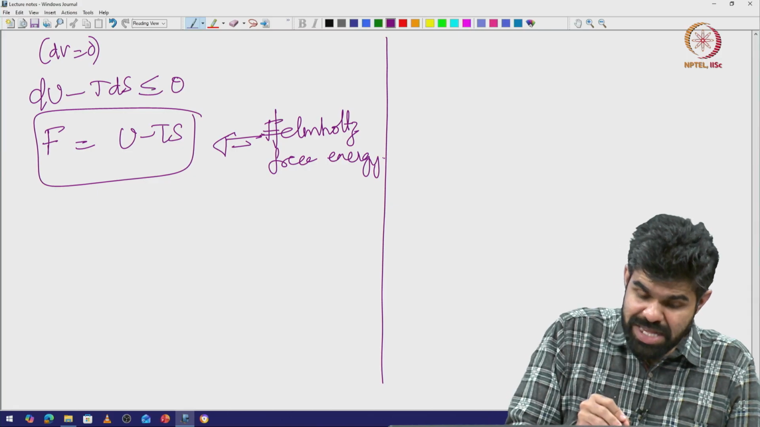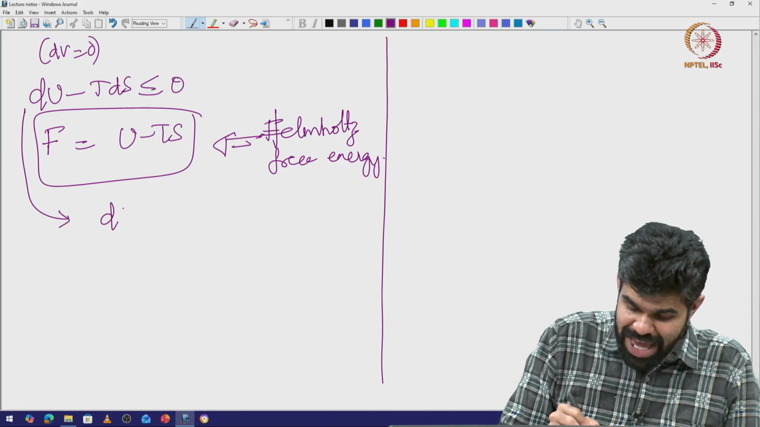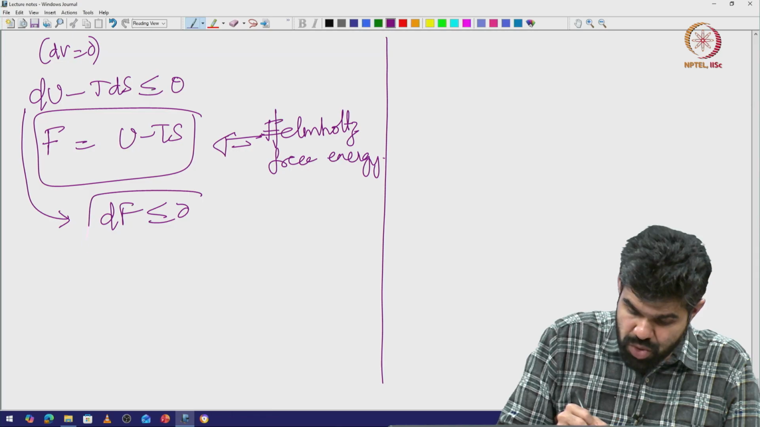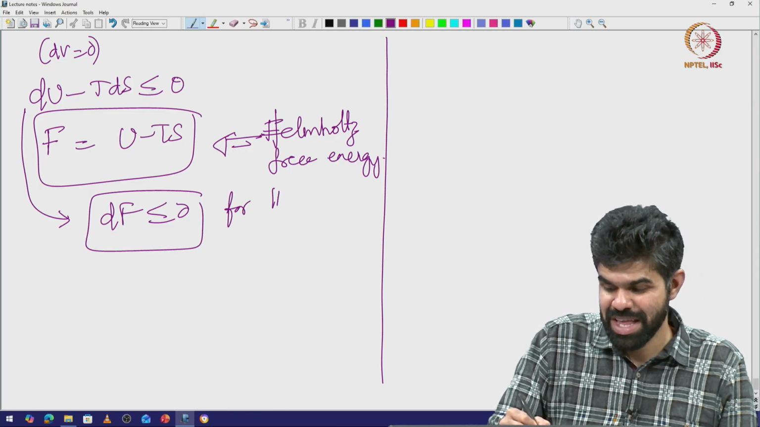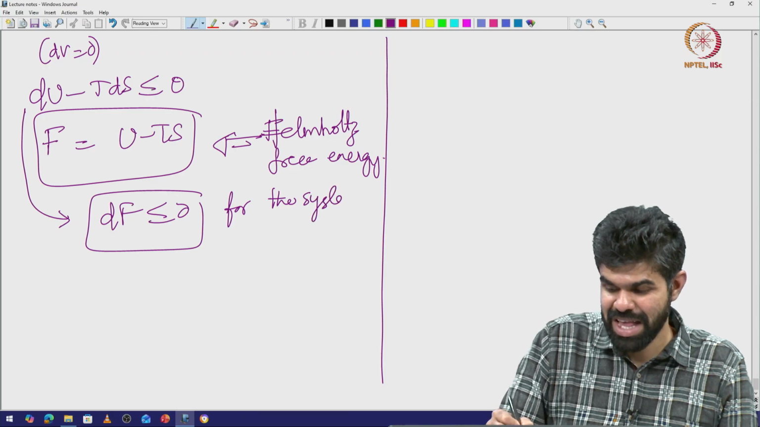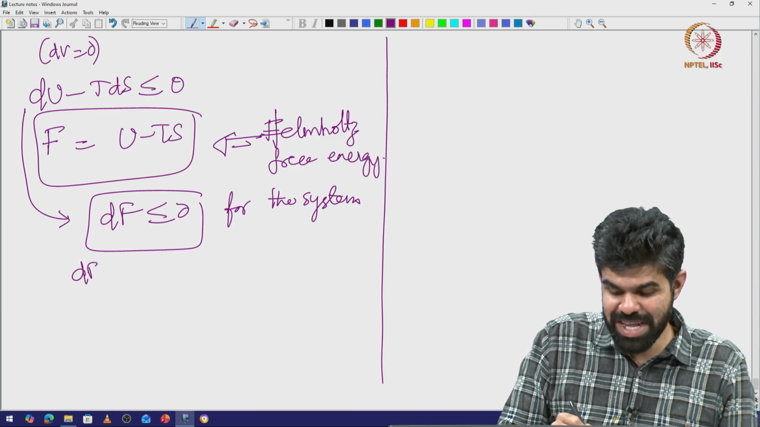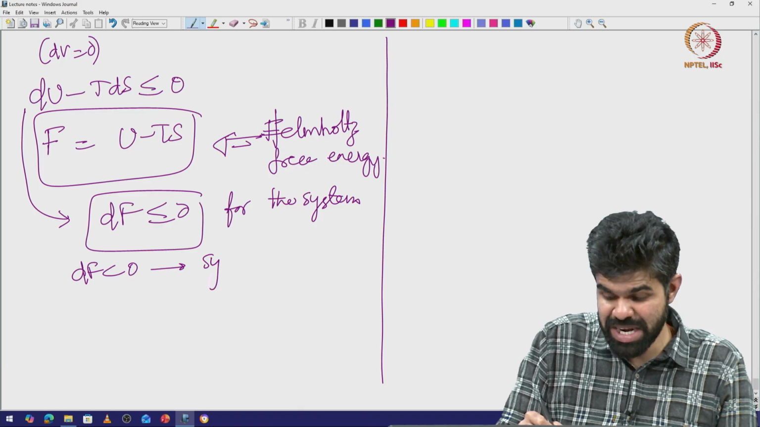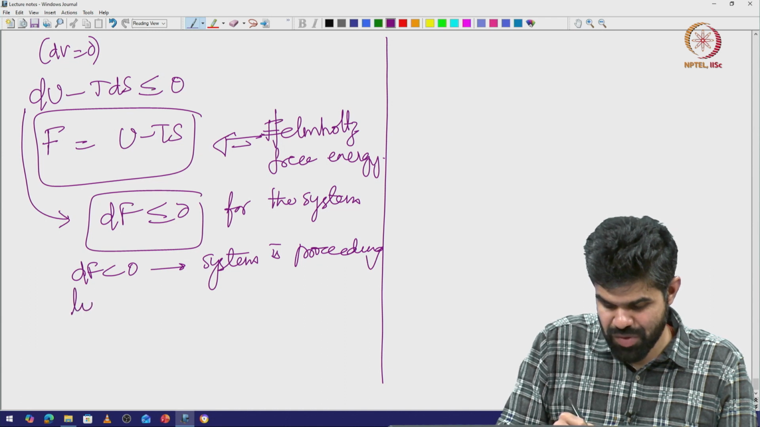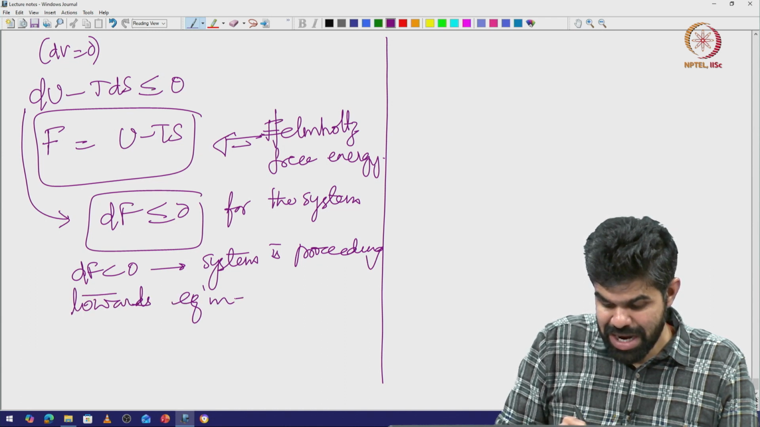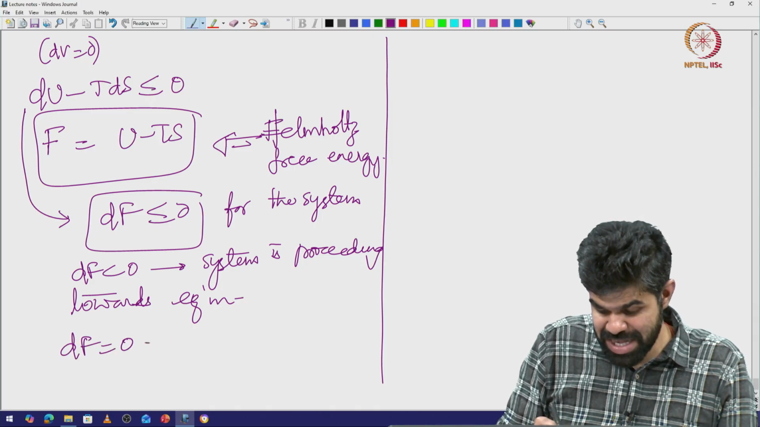Right, and this equation is actually telling me that dF is less than or equal to 0 for the system. dF less than 0 means the system is proceeding towards equilibrium. dF equal to 0 means the system is at equilibrium.